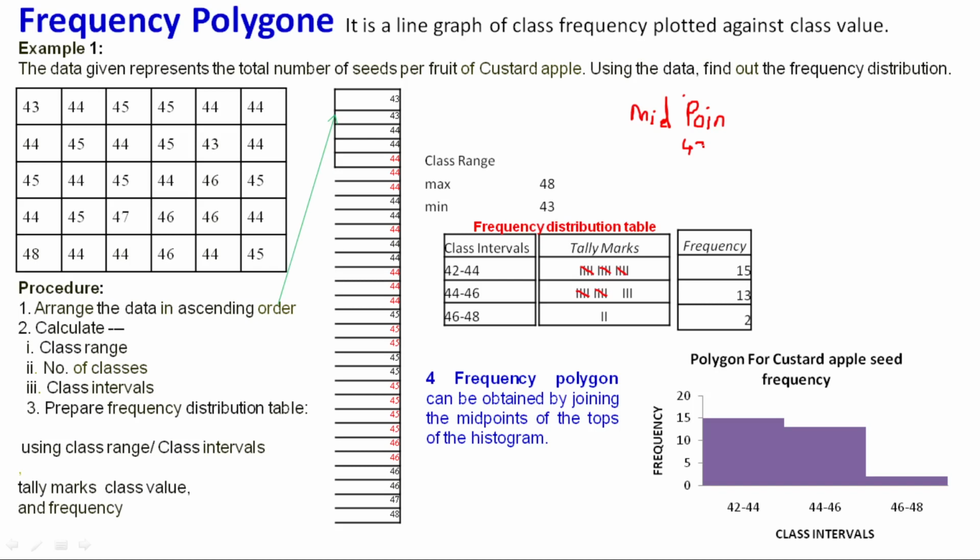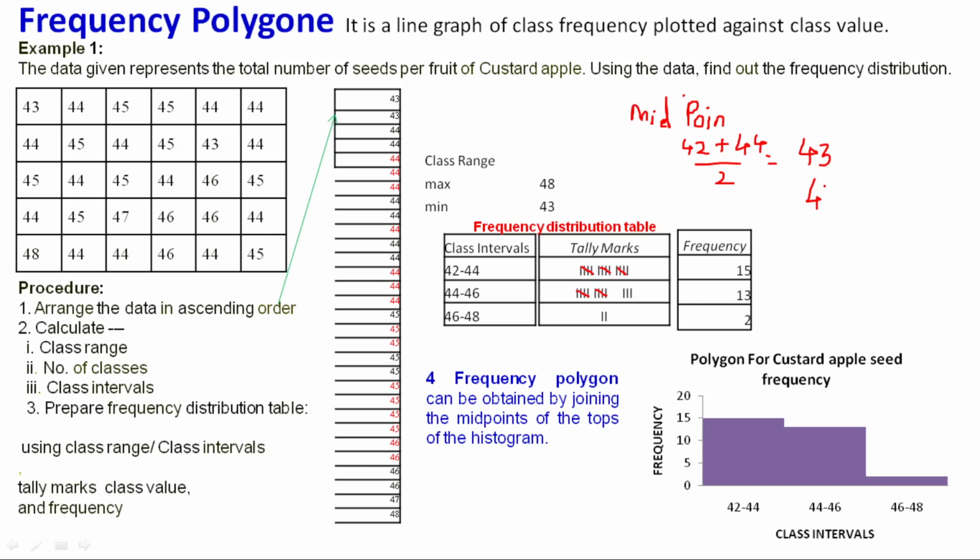Similarly if you go ahead with this particular one, 44 plus 46 gives rise to a midpoint value that is nothing but 45. Similarly, in the third case, it is 46 plus 48 divided by 2, that is nothing but your 47. I think you have understood this concept now.